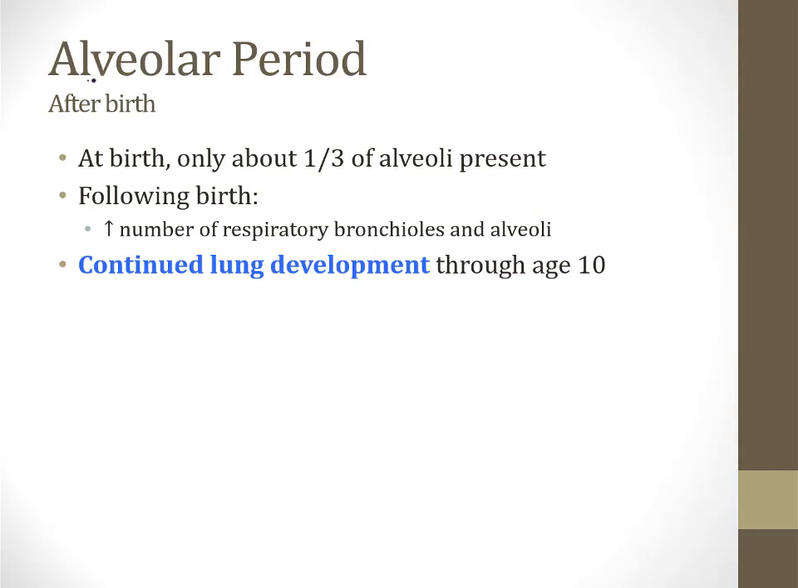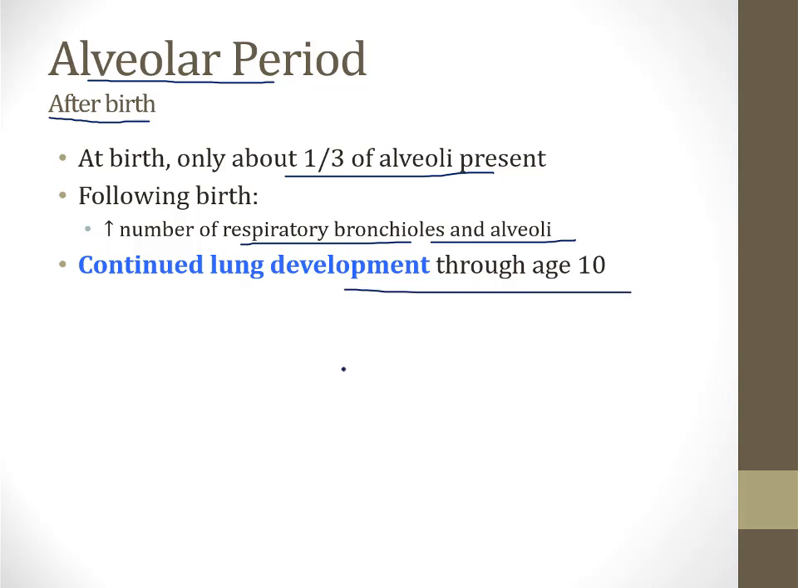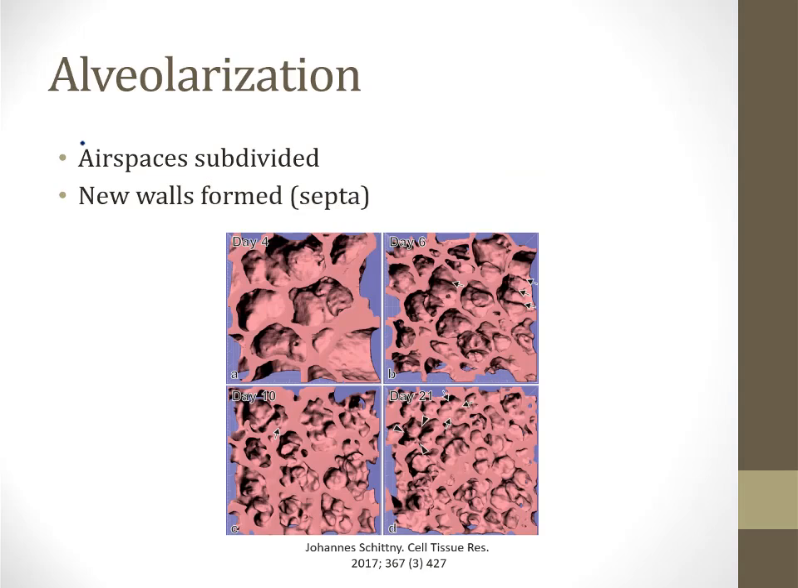And the last period is the alveolar period. This period occurs generally after birth. It starts around the time of birth, maybe a few weeks before, and it continues throughout childhood and even adolescence. At birth, only about a third of the alveoli that you will ultimately have are present. After birth, during childhood and adolescence, there is an increase in the number of respiratory bronchioles and alveoli, so lung development is not complete at the time of birth. It continues all the way through the age of 10, some sources say even through the ages of 15 to 20. During the alveolar phase, a process called alveolarization is occurring, so let's talk about what that means.